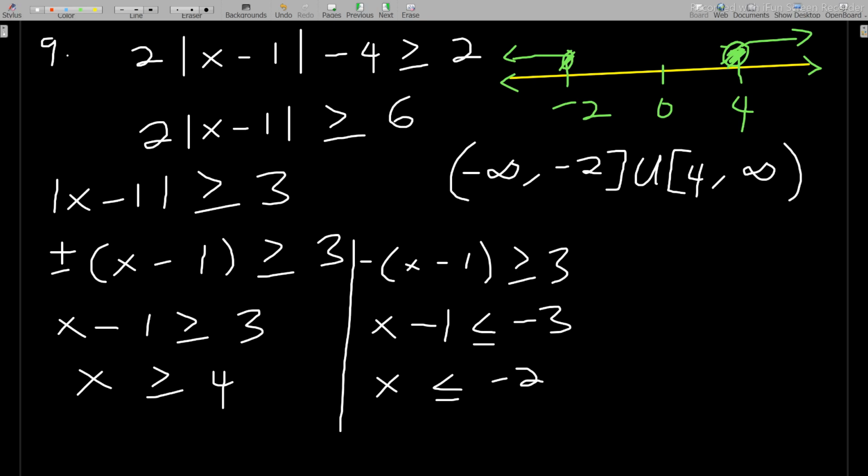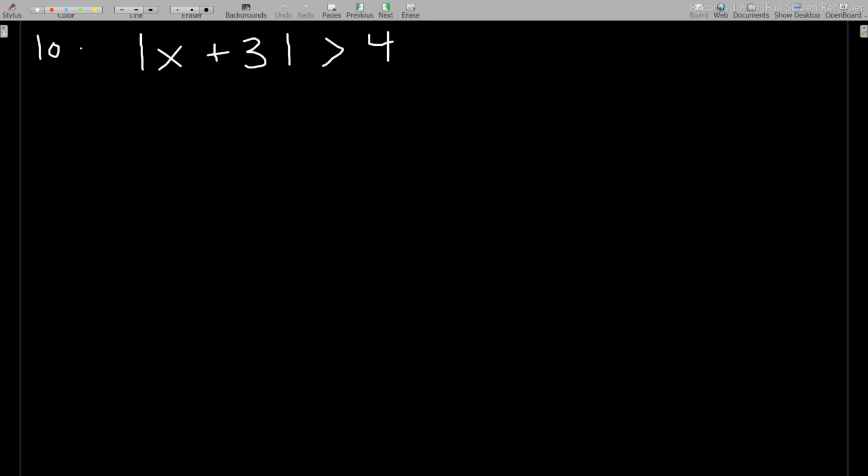Or in another way, you can also say this. This is actually the solution. There is no way of writing it in an inequality form, so in interval notation, this is how you write it. Now let's move on to the next one.